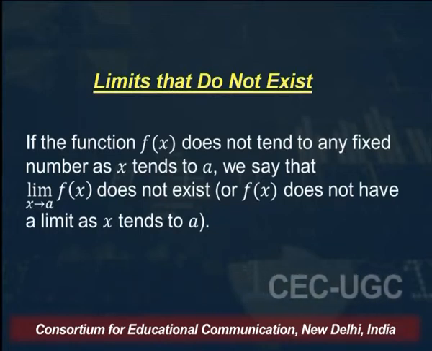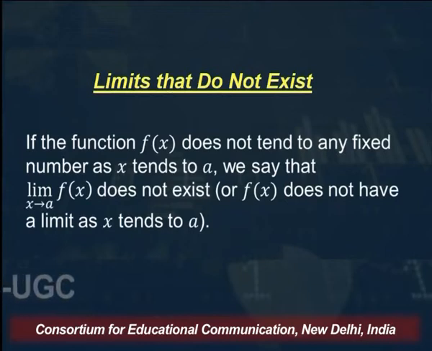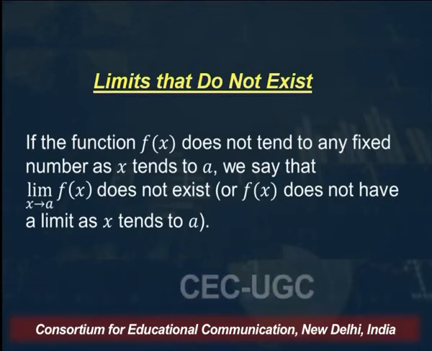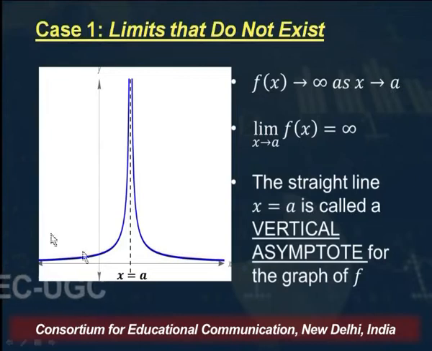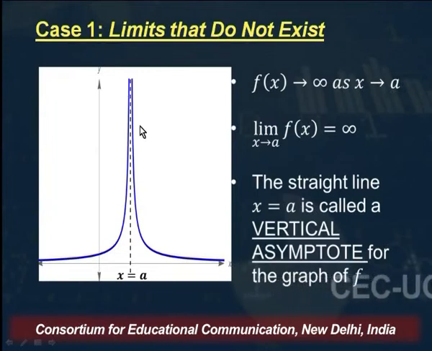So what I'll do is I'll walk you through three cases to show different situations where limits do not exist. Okay, so let's look at case 1 where the limit does not exist. You can see here that as x approaches a from either side, the function is just shooting off to infinity, right? Infinity is not a real number, right?